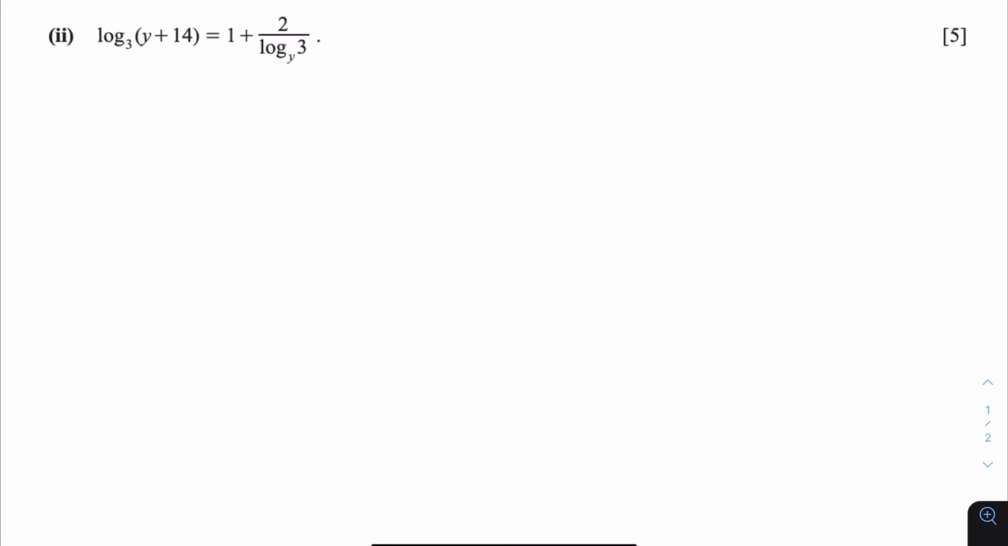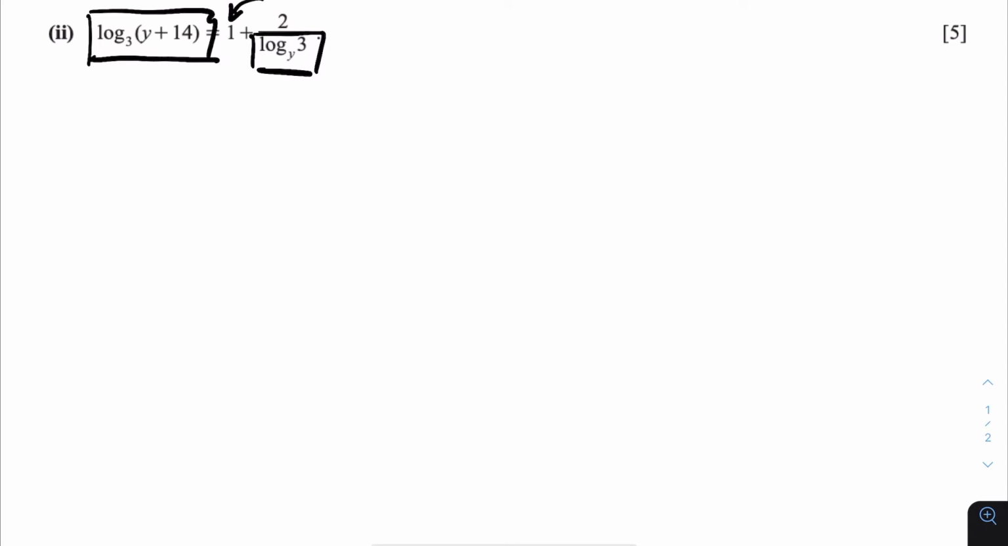So log to the base 3 of (y plus 14) is equal to 1 plus 2 over log to the base y of 3. So the first thing we have to do is notice that these two logarithms are not at the same base. One has base 3, the other has base y. And on top of that, we have to make this to the base 3 or y, whichever we choose.